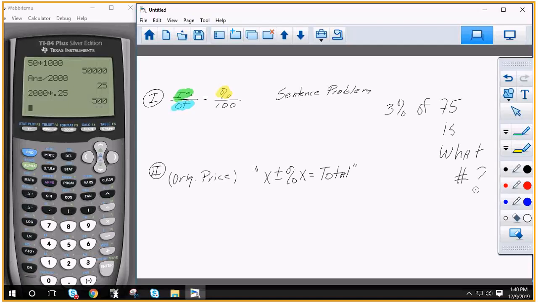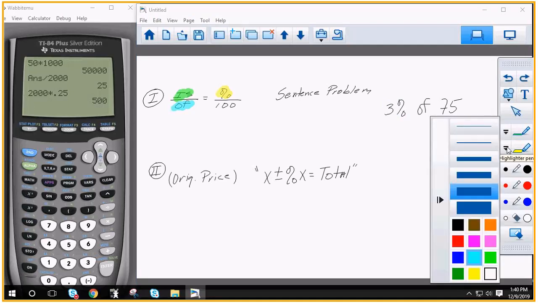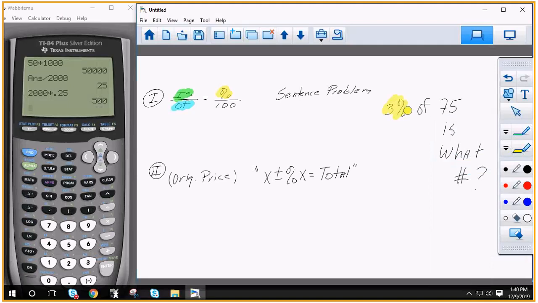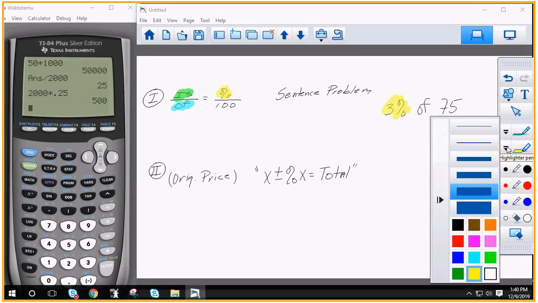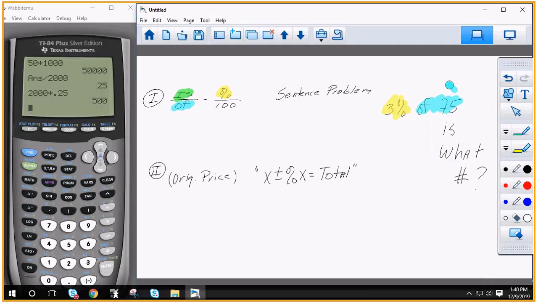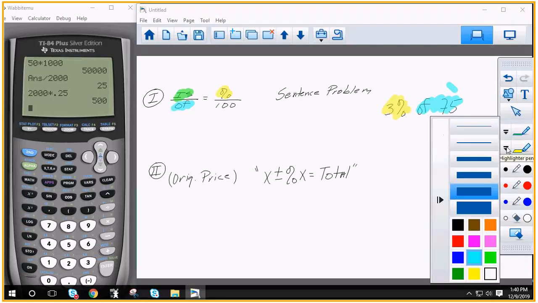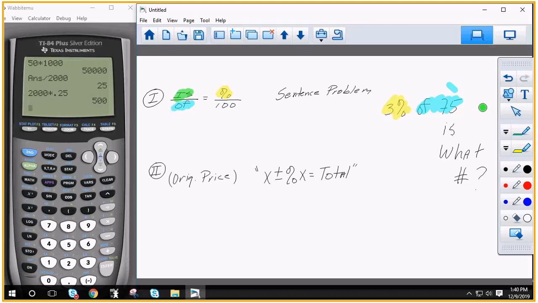Here we're given a percent. So we're going to take that percent and I'm going to highlight that right there. Oh, I'm sorry, wrong color. We're going to highlight that yellow. Of is going to be blue. And is is going to be green. So let's plug and chug. X over 75 is equal to 3 over 100.